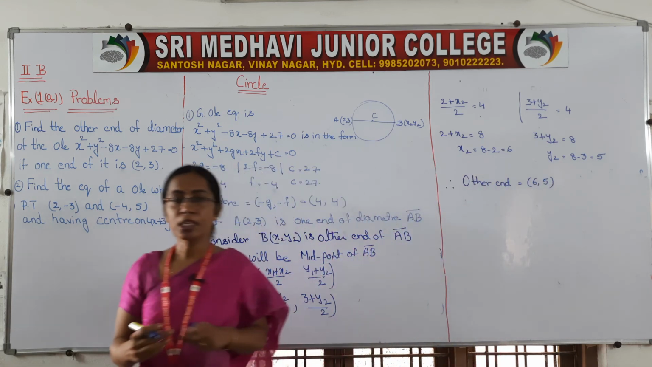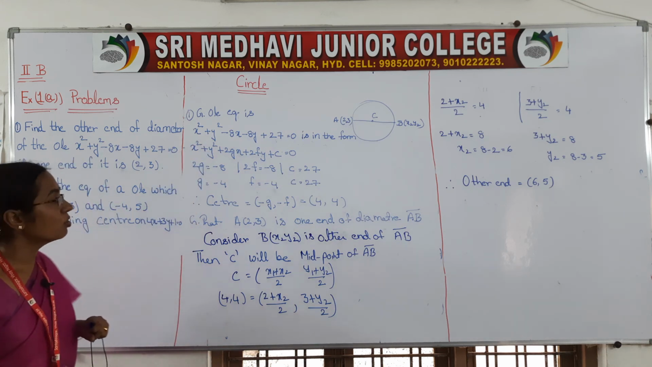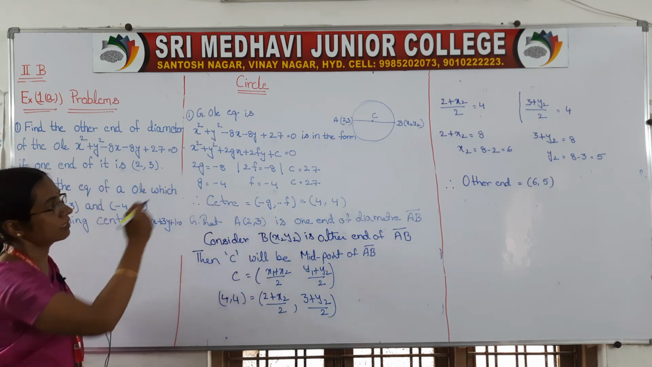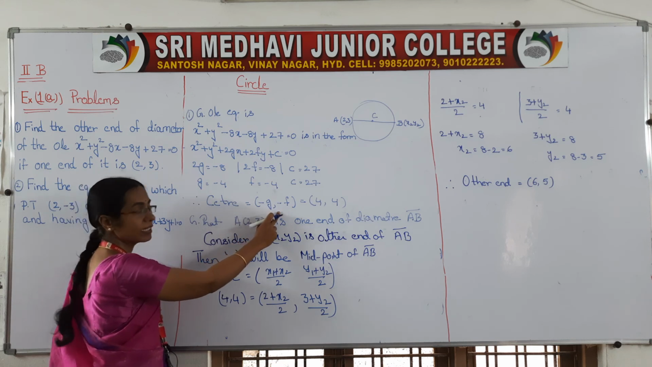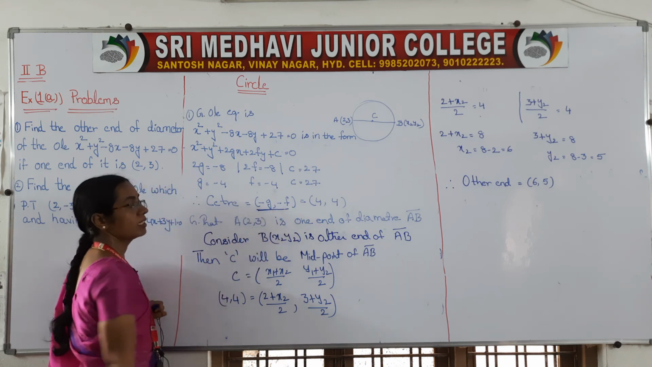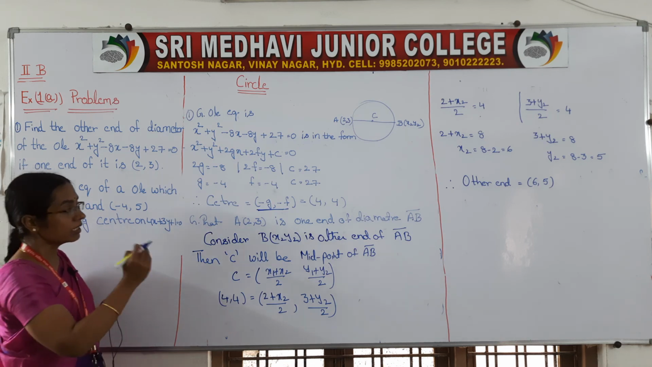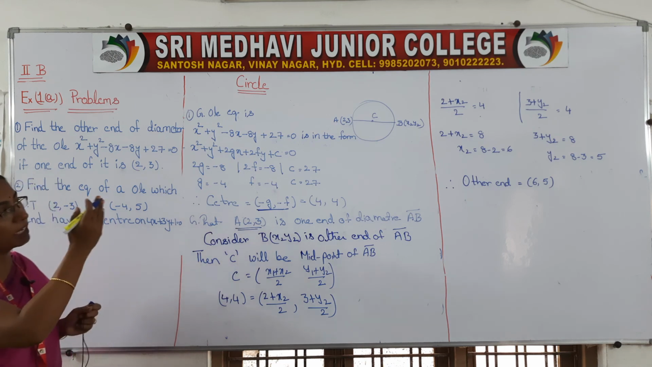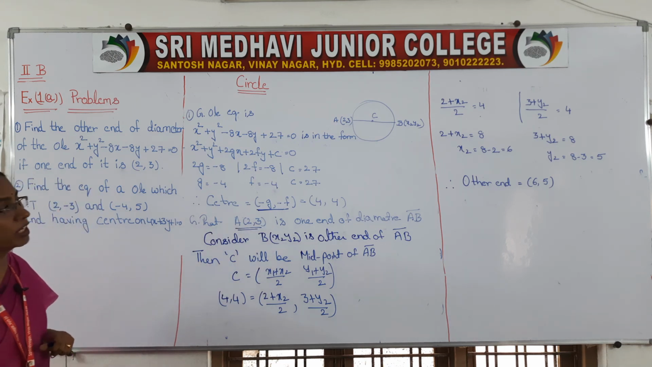So, very simple question. One circle equation is given to you, with that you find out the center. How we will find? Just compare with the general circle equation, then you will get your center. This is standard formula. Center is always minus G minus F. And here it is given that A 2 comma 3 is one end of the diameter. One end is given to you. We have to find other end of the diameter.